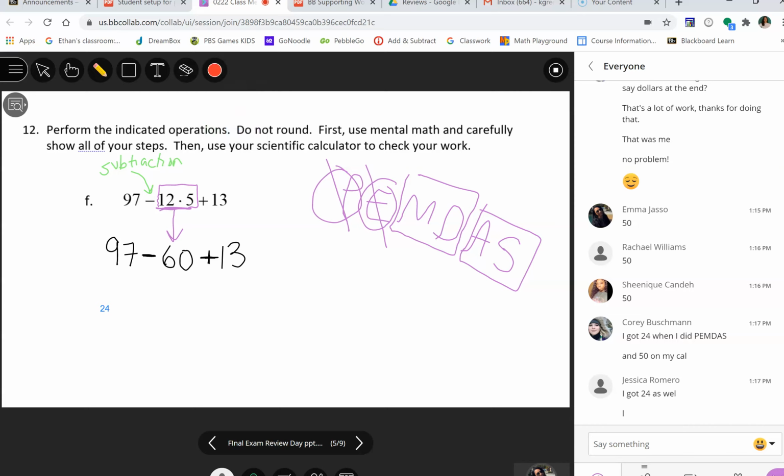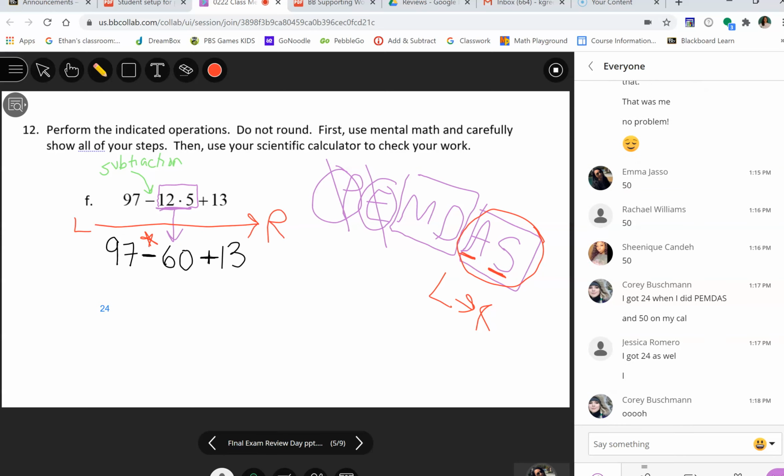This is why I have a love-hate relationship with PEMDAS. When you see AS, it makes you feel like you have to add before you subtract, but that is not true. You do whichever happens to come first from left to right. So when I read this, subtraction happened to come first as I go from left to right. So since it came first, you have to do the subtraction first. So I have to do 97 minus 60 first, which is 37. Then I'll do the adding last.